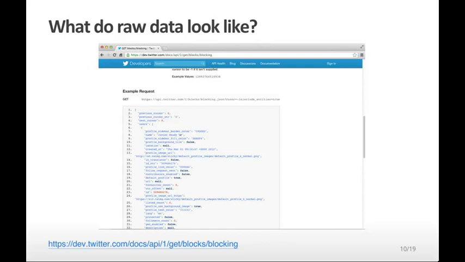Another example of raw data comes from an application programming interface, or an API. This is an example from the Twitter API, which you can access through websites. These websites then give you data in a particular format that can be used for analysis. But the format of the data is structured in such a way that it might not be easy to perform analysis directly on the raw data itself, like this data here, which is in JSON format.